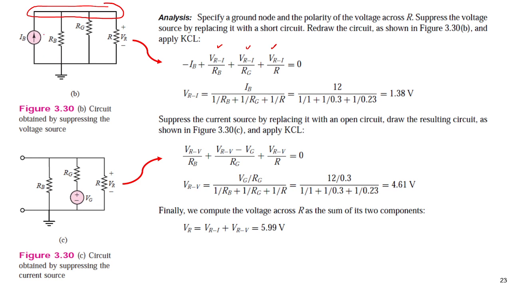right? Minus IB plus VR by RB plus VR by RG plus VR by R is 0. So we can get VR here, at 1.38 volt. Right? Check this.